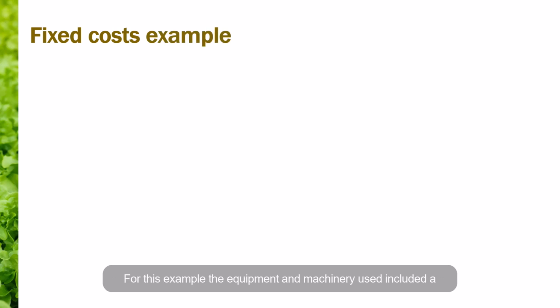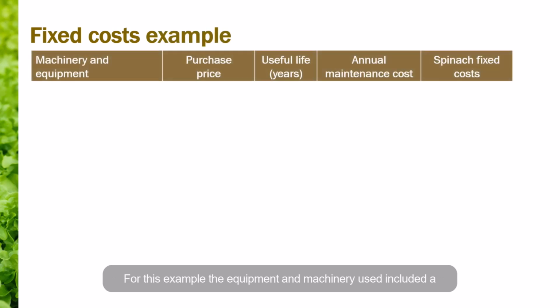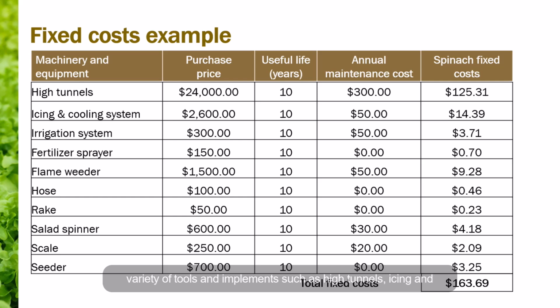For this example, the equipment and machinery used include a variety of tools and implements such as high tunnels, icing and cool system, irrigation system, fertilizer sprayers, flame weeder, hoes, rake, salad spinner, scale, and seeder. Also, you can include other equipment or machinery related to production under high tunnels.